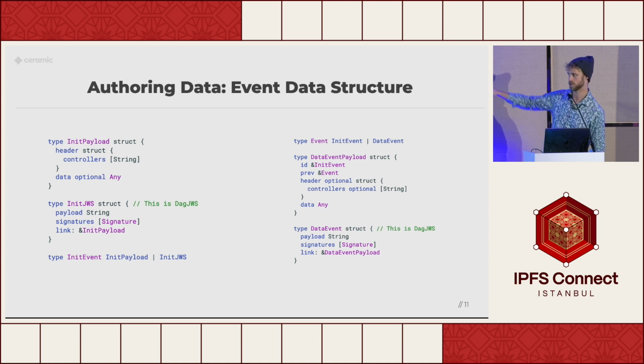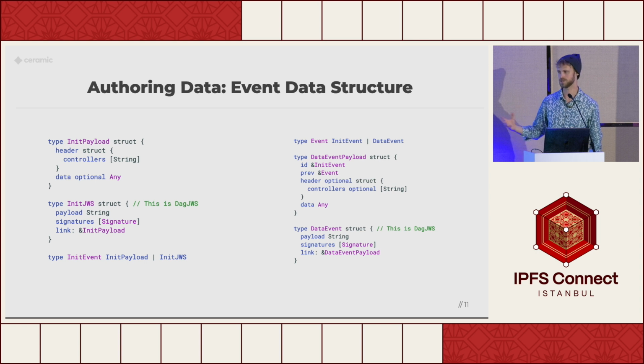And then we have a very similar thing on the data event. The data event also includes the ID of this event stream, which is basically the hash of the initial event, and it has a previous pointer. So you can have this linked list type of structure. And similarly, this data event also has a signature that's detached and separate, and this points to the payload itself.